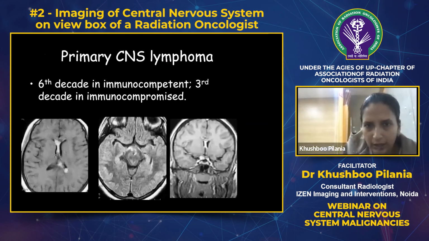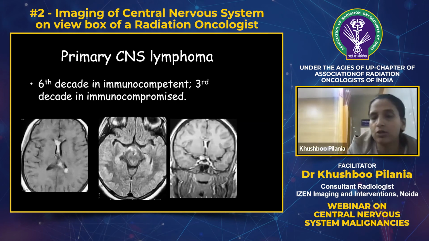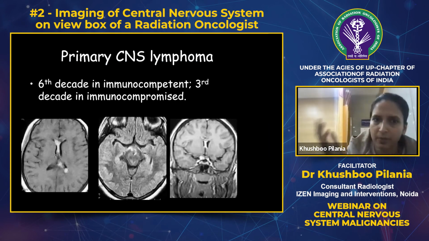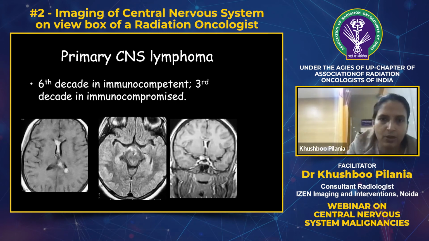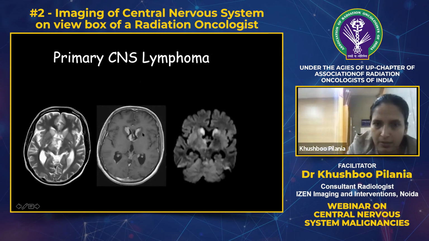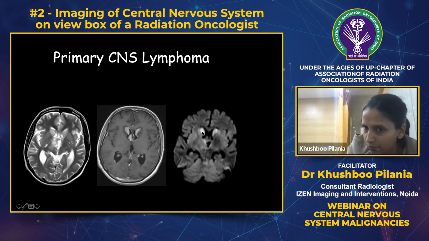A few other, not so commonly seen tumors in the brain, I'll just put some images across. So this is a primary CNS lymphoma. Whenever we see a tumor with a periventricular distribution showing good enhancement, showing good restriction on diffusion weighted image, CNS lymphoma should be considered. So again, we see a typical periventricular lesion showing good restriction. So these are diffusion weighted images. The lesion is white on diffusion.